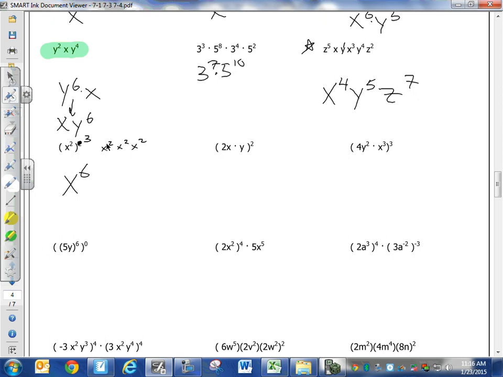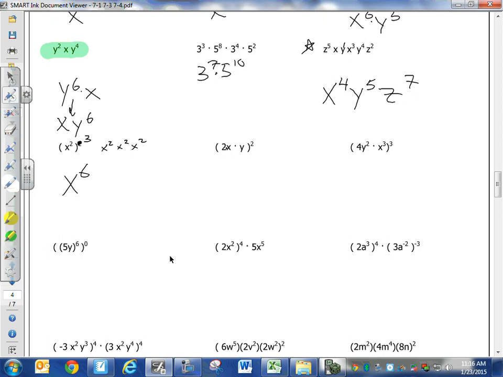On your blank piece of paper, try to do this one. Now, this dot is designed to confuse you. There are dots everywhere if you have things next to each other. That's 2 times x times y. If you ever see dots or if you ever see things next to each other, you're just multiplying those things.